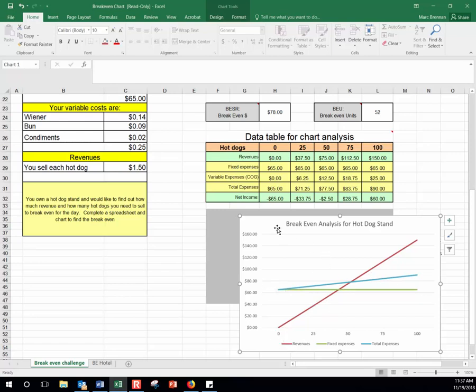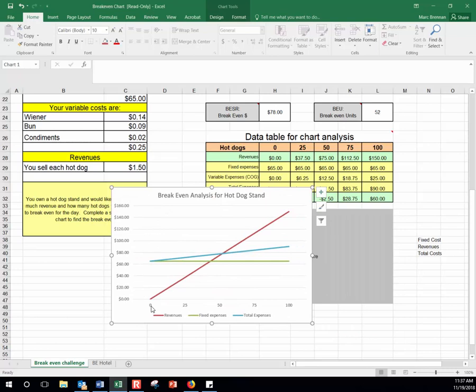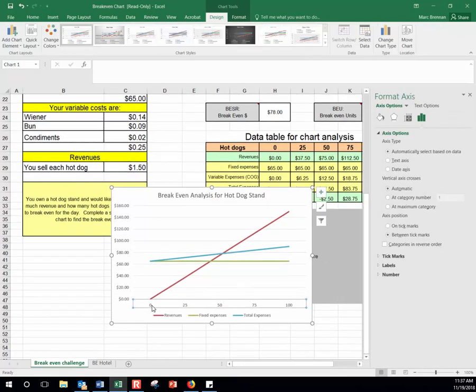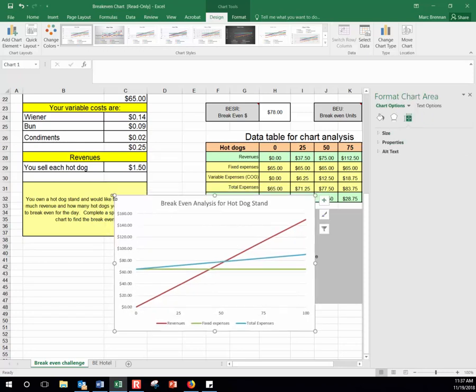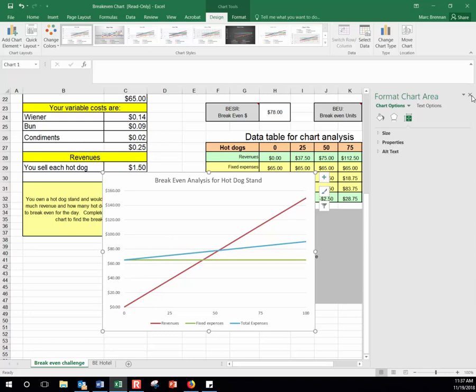Now the only thing that we really need to change as far as formatting goes is we're going to double click on our axis, and then we should get our axis options, and axis position. We're just going to click on tick marks, and it brings the zeros together here. So now we're going to do a few things to this chart.